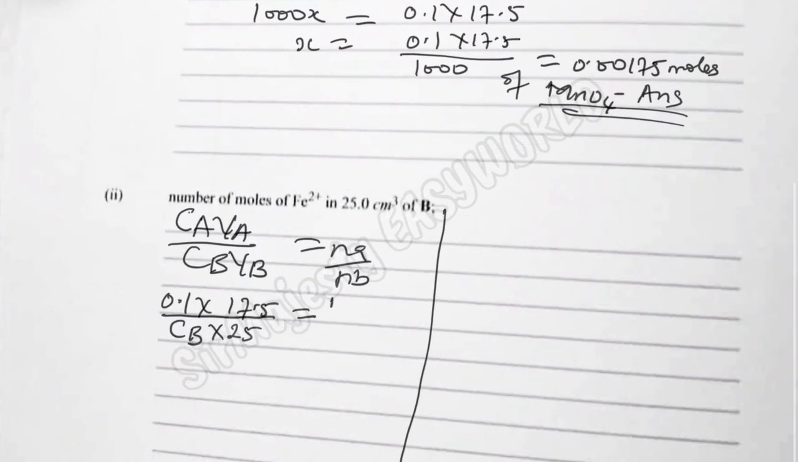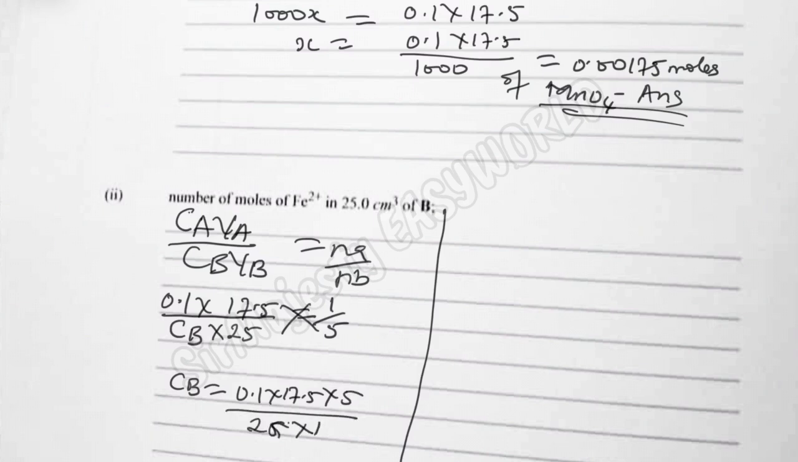So we have 1 over 5. So Cb should automatically be, after the whole calculation, remember you are going to cross multiply, Cb should imply to be 0.1 times 17.5 times 5 all over 25 times 1. So from the calculator department, what do we have as our final answer? We are going to obtain 0.1 times 17.5. Remember this is 17.5 times 5.